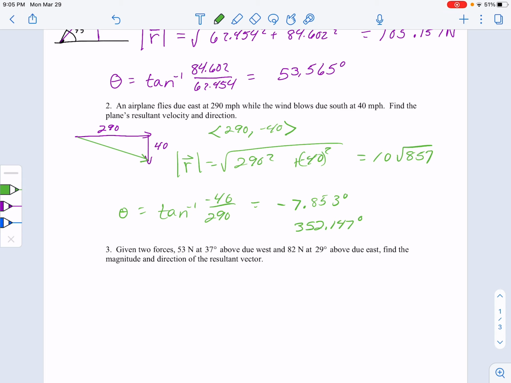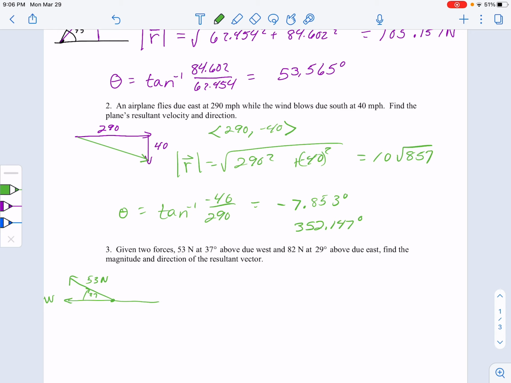All right, given two forces, one at 37 degrees above due west, one at 29 degrees above due east. Okay? Find the magnitude and direction of the vectors. Be careful about common mistakes here. First place, 37 degrees above due west. So this is going west. 37 degrees is that way. So that's 53 newtons. This is 37 degrees.